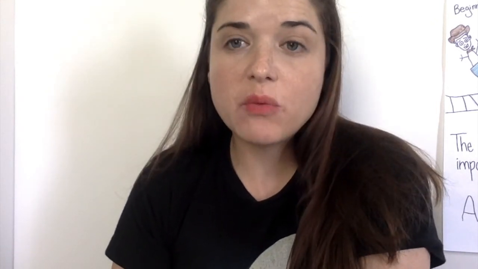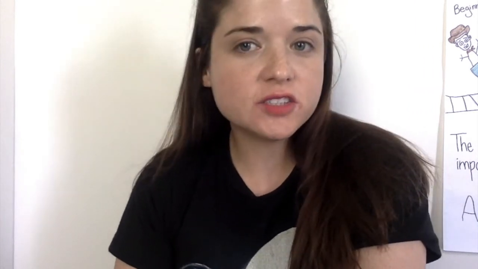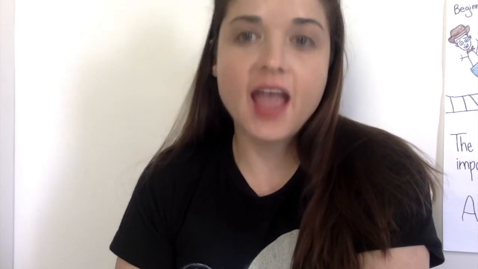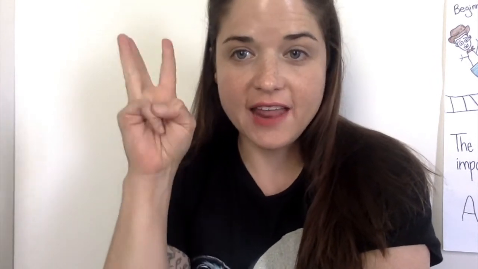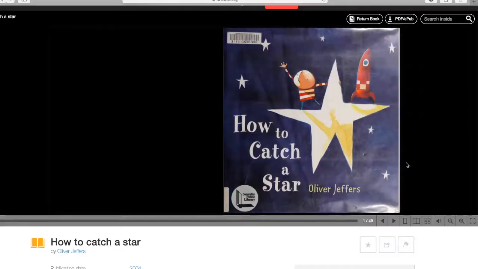Today's story time is How to Catch a Star. While listening to the story today, pick out who the characters are and where the setting is, and try to relate to your parents or your family members the beginning, the middle, and the end. That is your plot. How to Catch a Star by Oliver Jeffers.